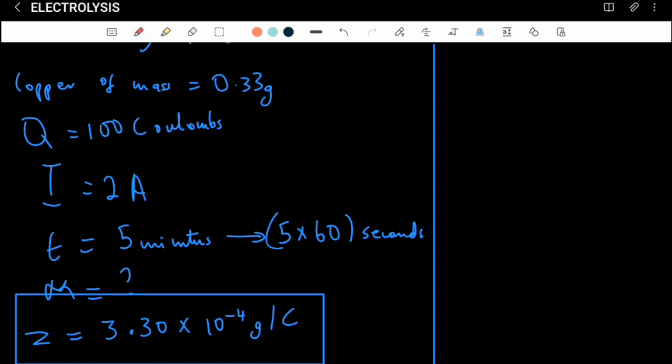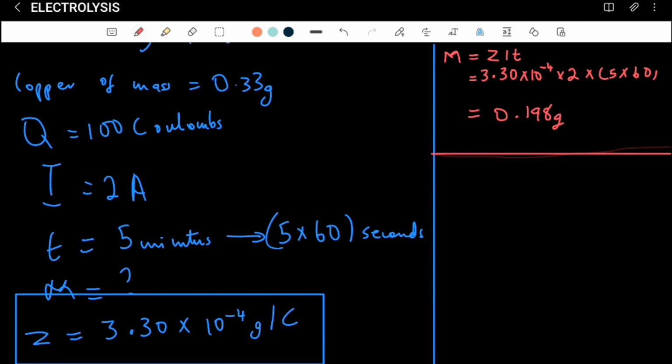So let's slot in everything we've got right here. We need the mass. The equation that can get us the mass of copper deposited after passing the current is ZIT, and that is 3.30 times 10 raised to the power minus 4 times 2, which is the current, times 5 times 60. That would definitely give us 0.198 grams. Easy peasy.